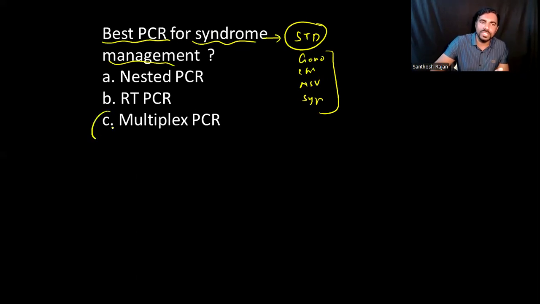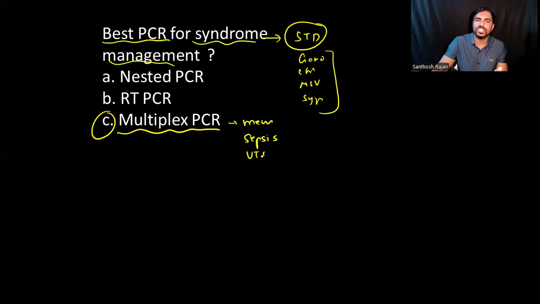A multiplex PCR. Not only for STD, but for meningitis, sepsis, because you don't know, there are so many bacteria that can cause meningitis, sepsis, urinary tract infection, everything. Multiple diseases, multiple organisms, it could be bacteria, virus, anything. So for that, the best one, instead of wasting time on individual organisms, I could put a sample in at one go and then identify. So multiplex is the best for any syndromic management. Nested has good sensitivity and specificity, but for syndromic management, it is multiplex only.